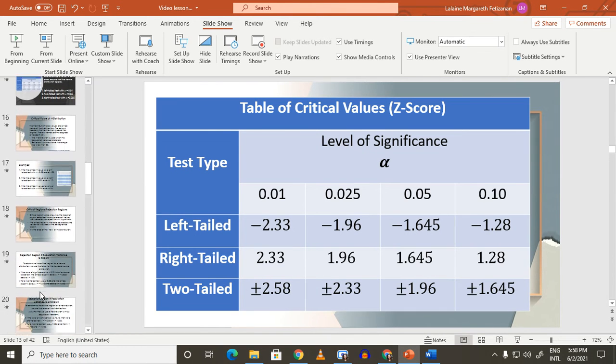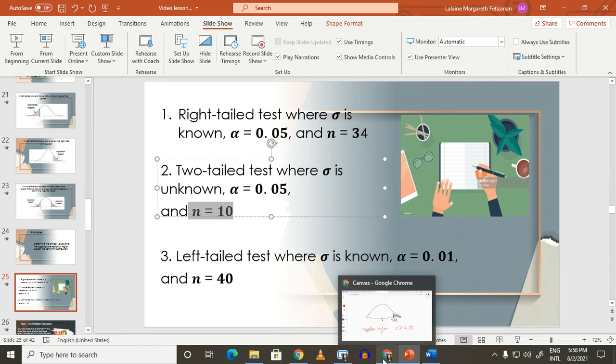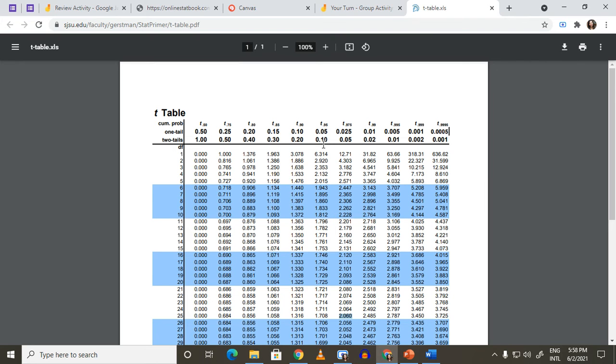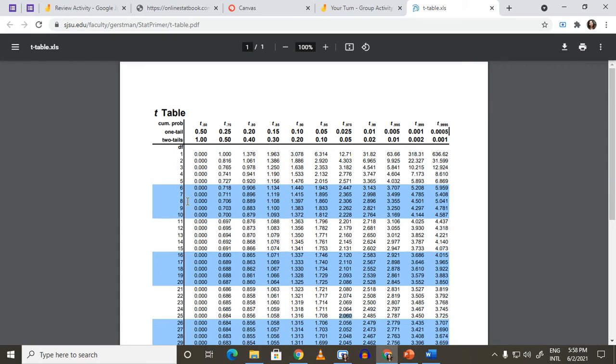Ang sabi sa second example is two-tailed test where sigma is unknown, alpha is 0.05 and n is 10. So obviously, this is a T distribution. Okay, so alpha is 0.05. So tingnan sa T distribution, alpha is 0.05 and n is equal to 10. So magiging 9 ang degrees of freedom. So sa 9 tayo, alpha is 0.05 and two-tailed siya. So 2.262. So kapag nag-drawing naman tayo niyan, ito-drawing natin.